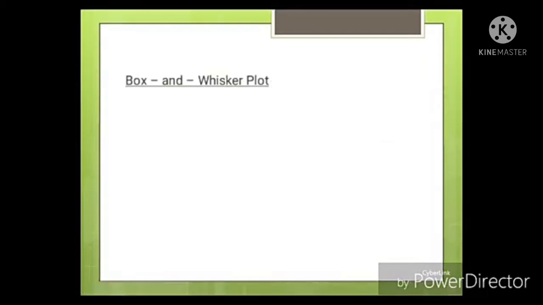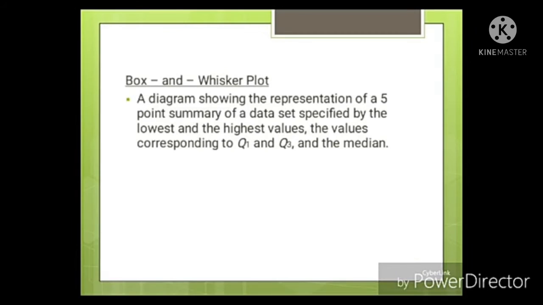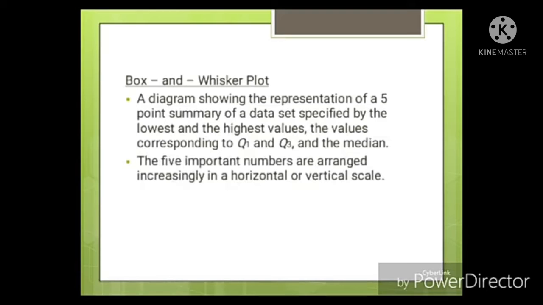Box and whisker plot. A diagram showing the representation of a 5-point summary of a dataset is specified by the lowest and the highest values, the values corresponding to Q1 and Q3, and the median. The 5 important numbers are arranged increasingly on either a horizontal or vertical scale. It is also known as the box plot.